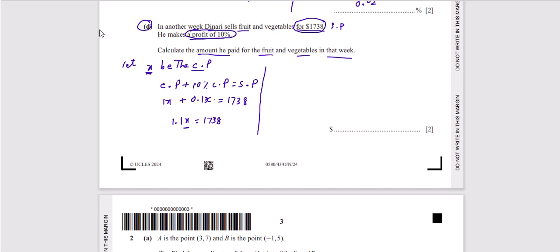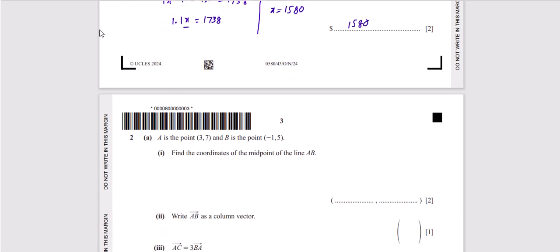Now we have to find the value of x, so divide with 1.1 on both sides. X is equal to 1738 divided with 1.1. So x is equal to, using a calculator, 1580. 1580, final answer. Question number 2.